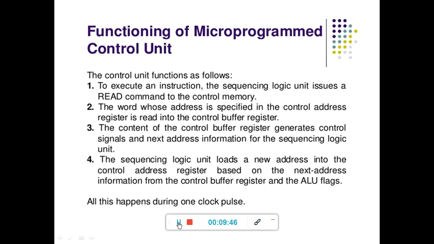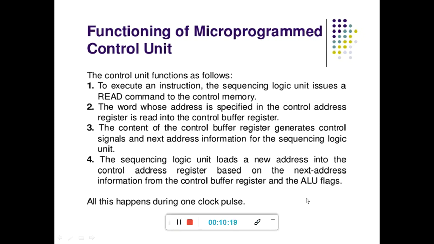Some of the control unit execution functions are as follows. There should be a reading command and the word should be transferred into the control address register and then into the control buffer register. The control buffer register generates signals to the next sequencing logic addresses, and then the same sequencing logic unit loads to the ALU flags. Everything should happen during one clock pulse. Without a clock pulse, we couldn't move from one place to another.